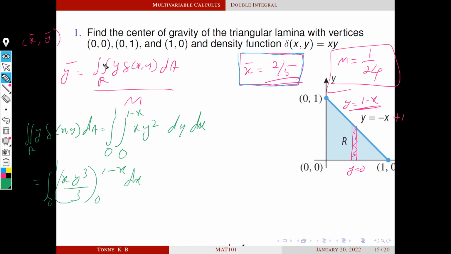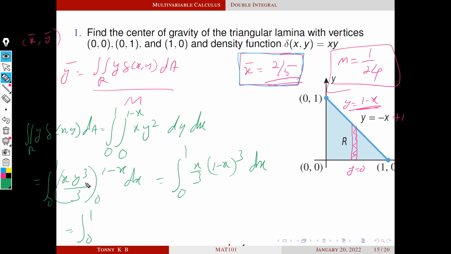Similarly, you can find y bar. So y bar is equal to the double integral over R of y delta dA divided by m, the mass of the lamina. We know that that is 1 by 24. And the numerator is equal to integral 0 to 1, the same lamina, so again the same limits. The only difference is this is y into delta. So y into delta means x y square. So its integration is y cube by 3. Then you can substitute the upper limit and lower limit.